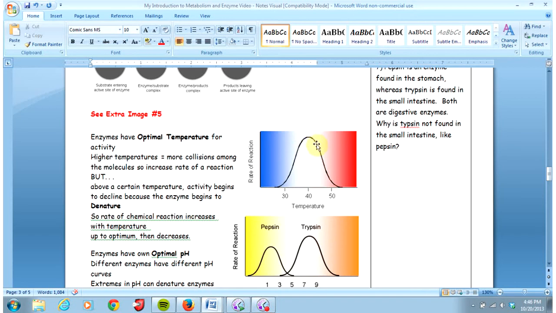After the optimal temperature, however, the activity of the enzyme starts to decline because the enzyme starts to denature and lose its shape. If the enzyme loses its shape, its active site will no longer fit with the substrate and it cannot catalyze the reaction.